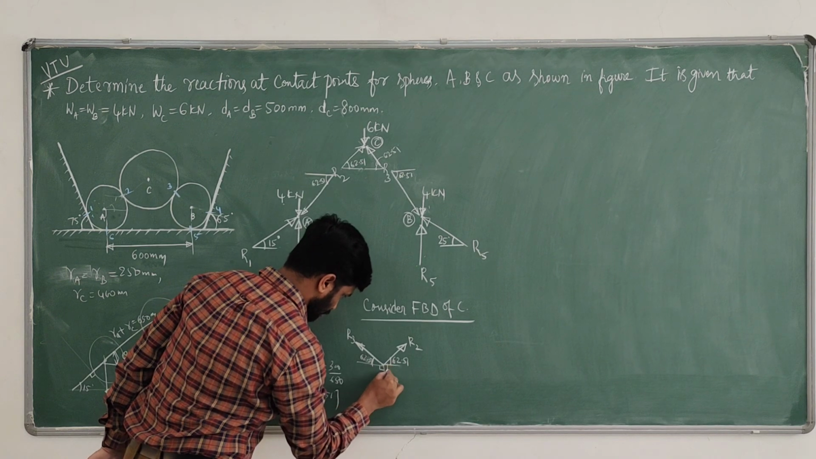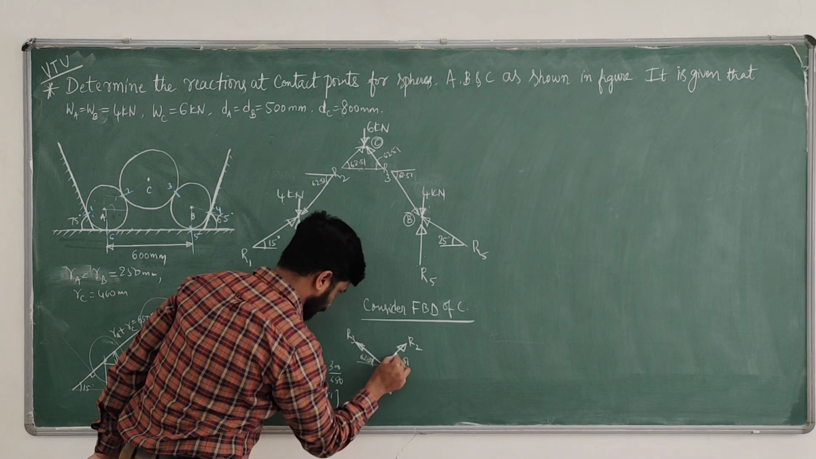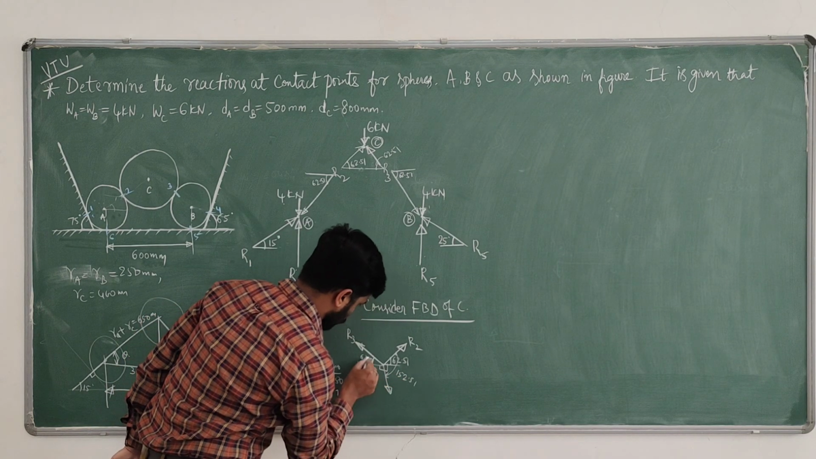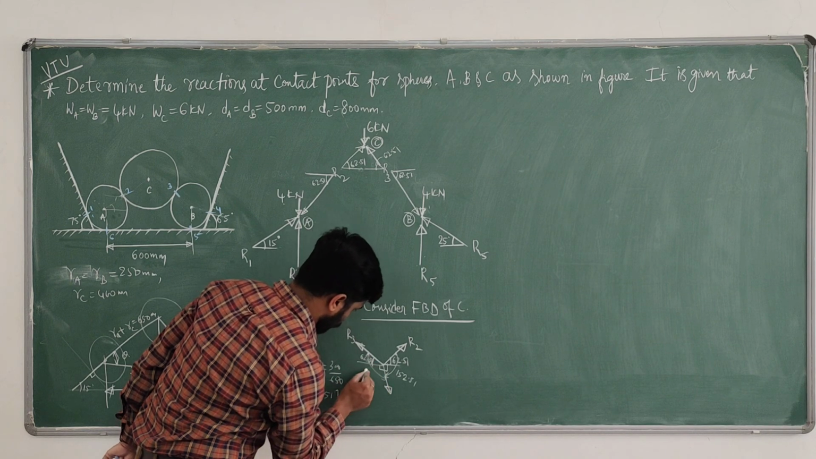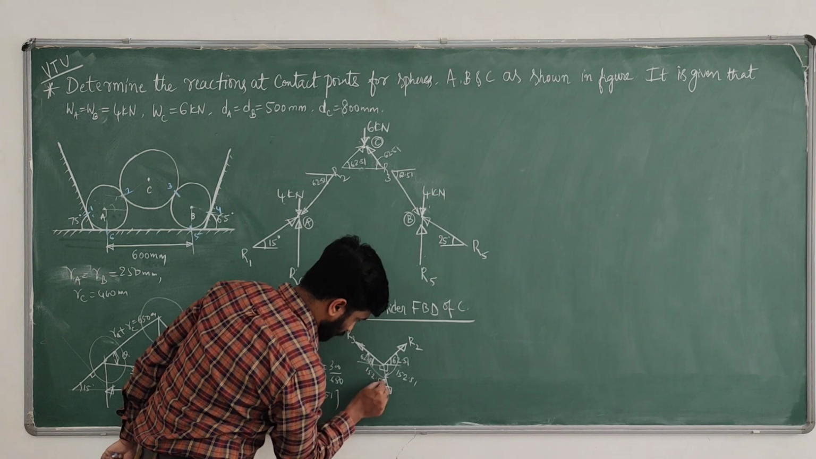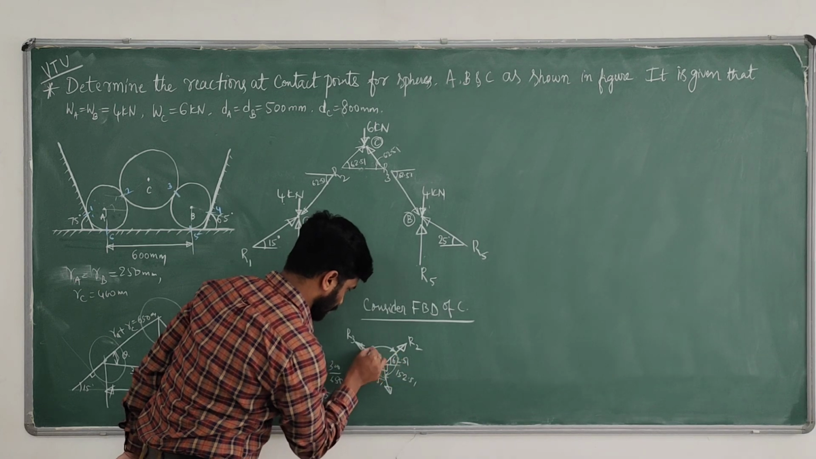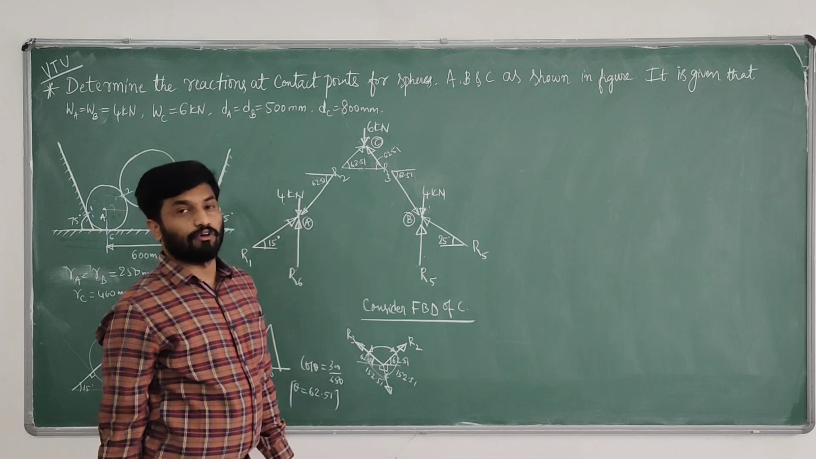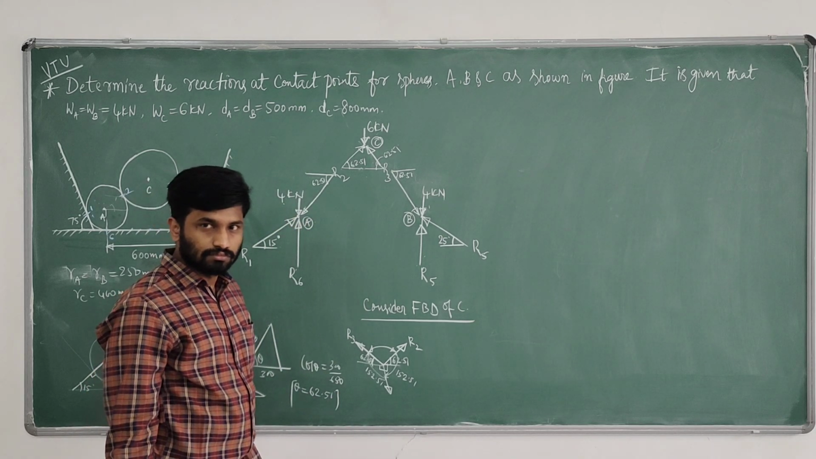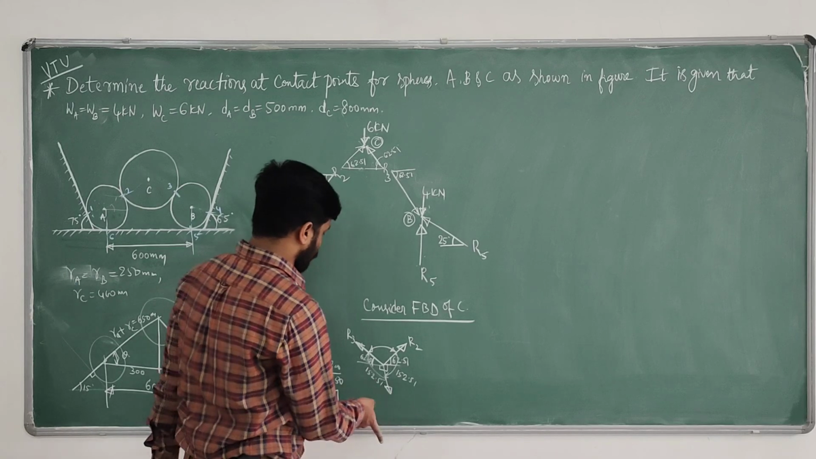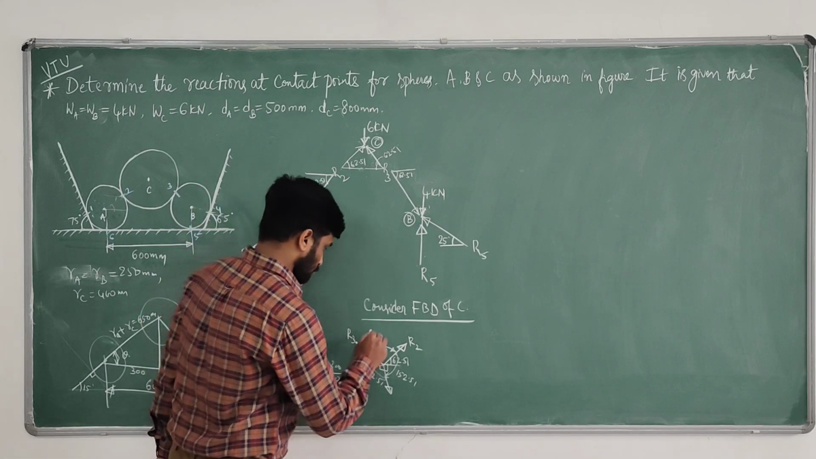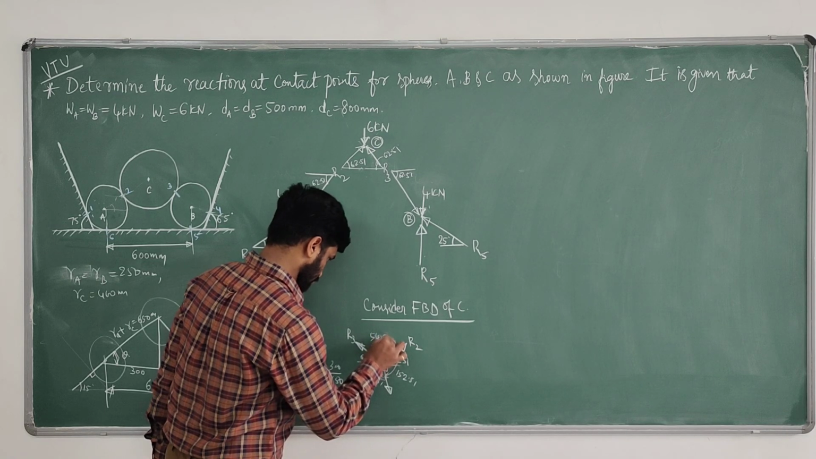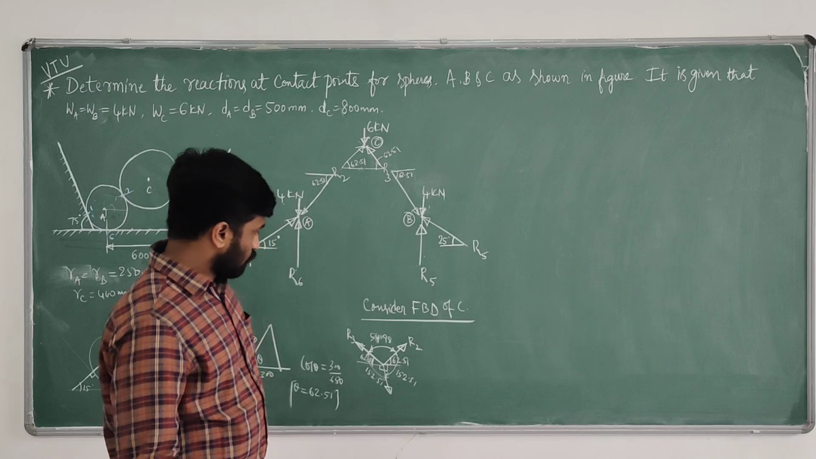So this is 90 degrees, 90 degrees. So the total angle is 90 plus 62.51, 152.51. So here also 90 plus 62.51, 152.51. What is the remaining? 360 minus 152.51 minus 152.51, that is 54.98. So now apply Lami's.